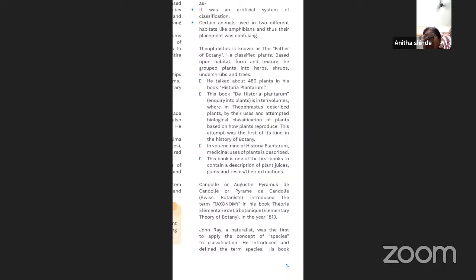So when you talk about the classification, you should know what is taxa, or taxonomy. What do you mean by species? What do you mean by the phylum? What do you mean by division, and all those things? I'll come to that later. Now, John Ray, he has introduced for the first time the concept of species in the classification. He introduced and defined the term species in his book.